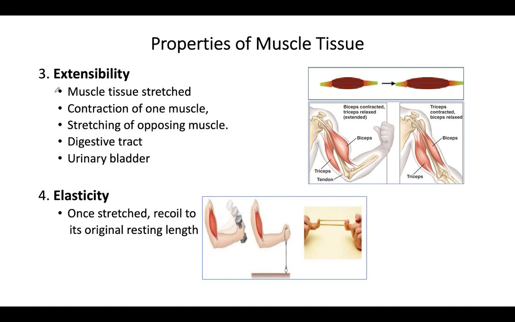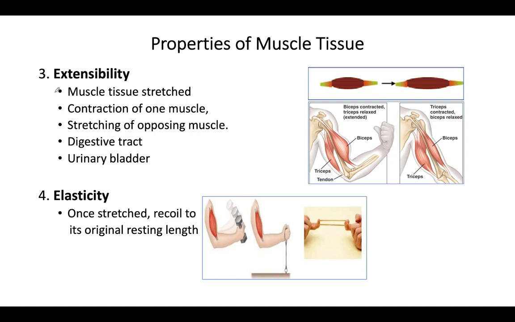Extensibility is not limited to counterpart muscles. In the case of smooth muscle, the muscular wall of a digestive organ is stretched by the food. So you can eat a lot, and still the wall of the stomach can manage a large volume of food because smooth muscle has the property of extensibility.